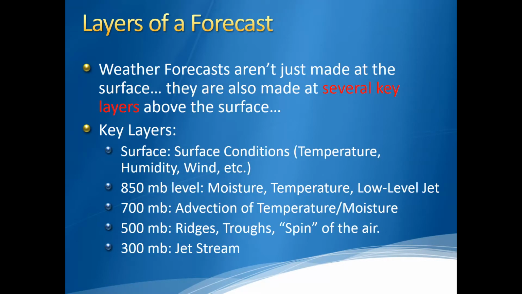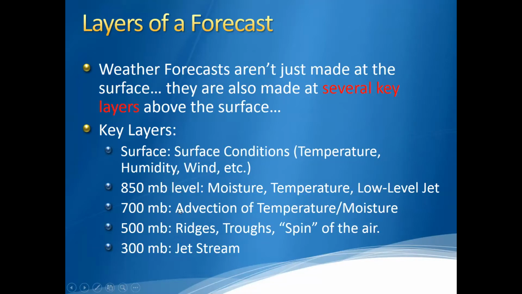Now, I mentioned a few minutes ago that we don't just do this at the surface, but instead we actually do it for the surface and for several key layers above the surface. And these key layers include the surface, which we just talked about, but then we also look at several key pressure levels above the surface. The first pressure level we look at is 850 millibars. And remember, this is the height where the pressure above us is 850 millibars. So we look at that pressure level.